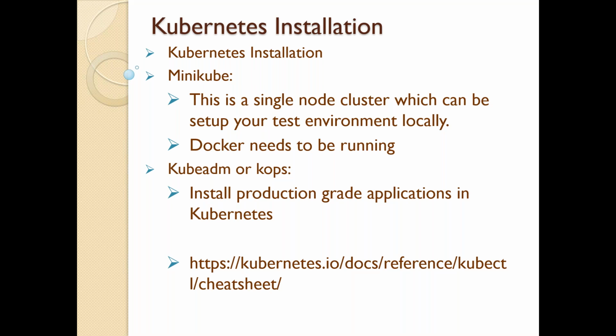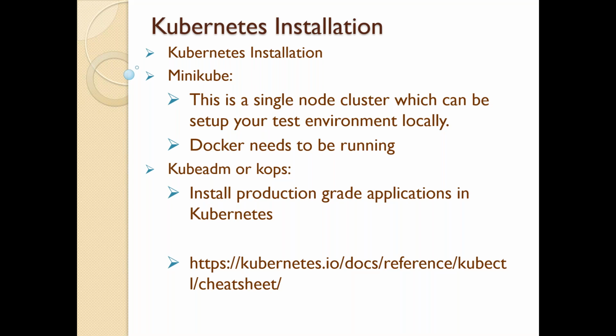So what are the different ways that we can install Kubernetes? There are multiple ways to install Kubernetes. For local installation, you can try Minikube. Minikube is a single node cluster which you can set up locally, but make sure Docker is running if you are installing Minikube. Minikube is also a Docker image, and you will see that Minikube will install as a Docker image. The only thing that you need to keep in mind is that Minikube will have only one single machine, so that will act as both master and node.